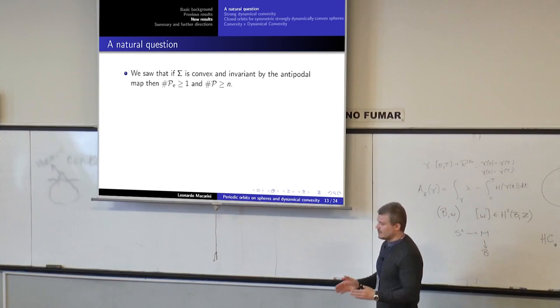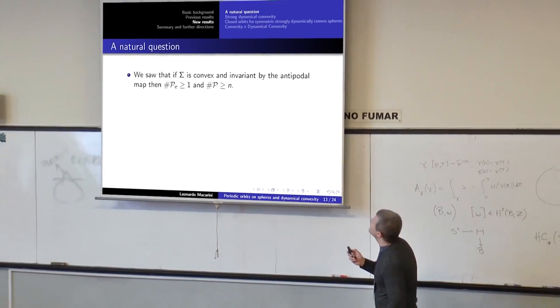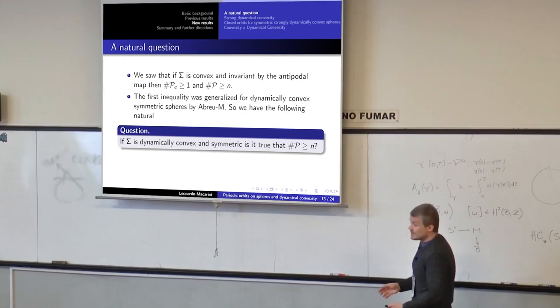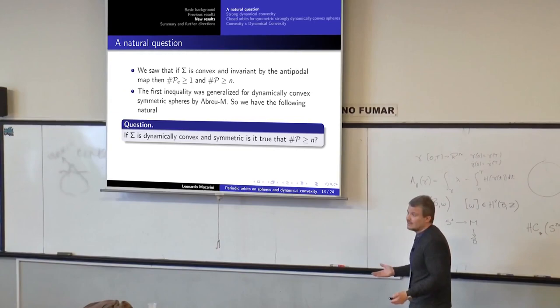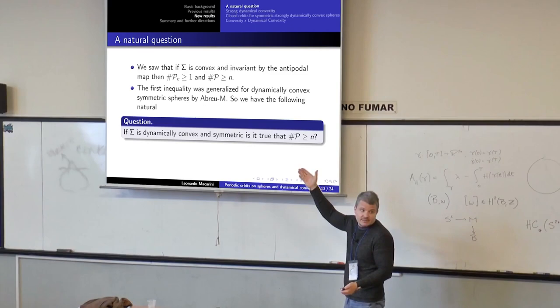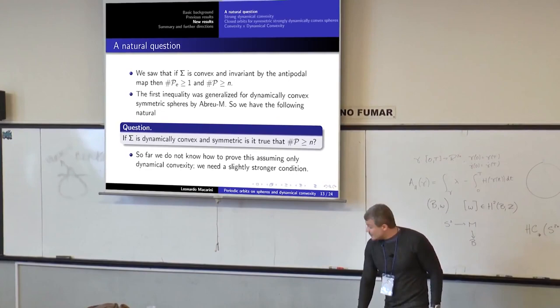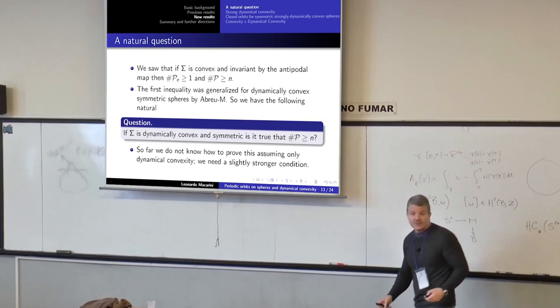In the convex case, assuming symmetry and convexity, we also have n periodic orbits. So a natural question is, now suppose that sigma is dynamically convex and symmetric. Is it true that you have at least n periodic orbits, like in the convex case? That's the question. Now we have a symplectic condition, and we have the symmetry. The question is if the result in the convex case holds under this assumption that it's dynamically convex. So far, we don't know how to prove this using only dynamical convexity. We need something a bit stronger. That's what we call strong dynamical convexity.